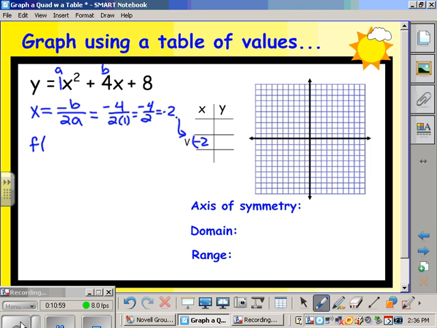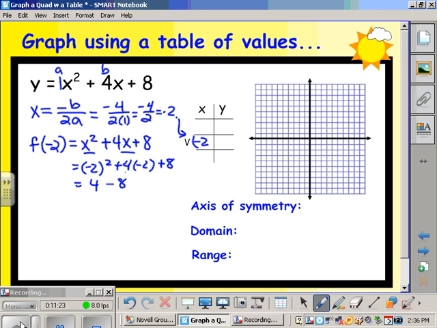From here, we're going to plug in the x value of the vertex, which is negative 2, into each x in our equation. So if our equation is x squared plus 4x plus 8, we're going to plug in the negative 2 in both of those spots. So that would give us negative 2 squared plus 4 times negative 2 plus 8. If we simplify that, we're going to get 4 minus 8 plus 8, which is going to give us 4 minus 8 is negative 4 plus 8, or 4. So our vertex is at negative 2, 4.